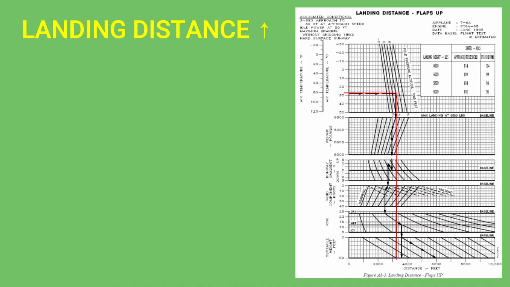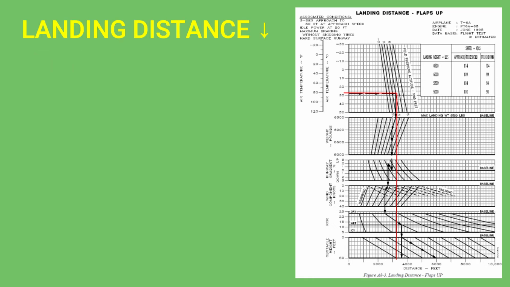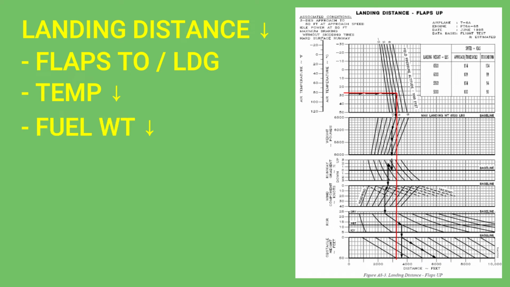This distance would increase if temperature increases, the runway sloped down, you land with a tailwind, the runway is wet or icy, or if you had to cross the threshold higher than 0 feet AGL. Conversely, landing distance decreases if flaps takeoff or landing are used, if temperature decreases, the aircraft lands with less than maximum usable fuel, or the runway slopes up.